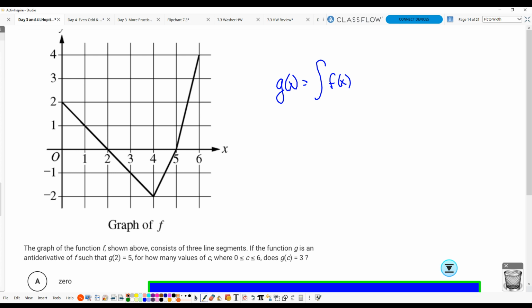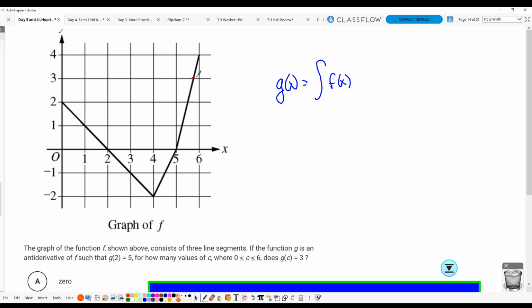Isaiah says, how many values of C from 0 to 6 are there such that G of C equals 3? This is F. Is F of X equal to G of X? So are you still going with 1, or are you just saying this graph here crossed 3 once? Because that graph is of F, not G. Noah, what do you see? Well, this is G of X equal F prime of X.